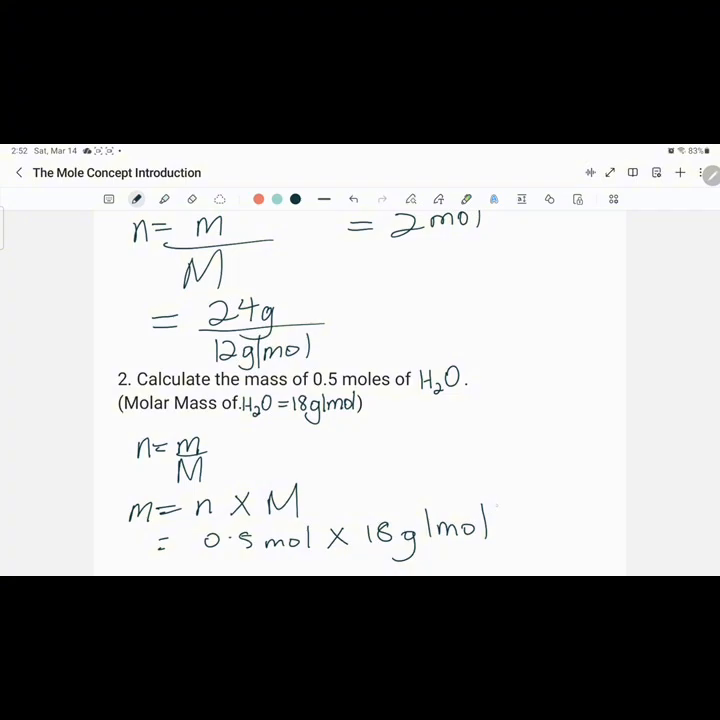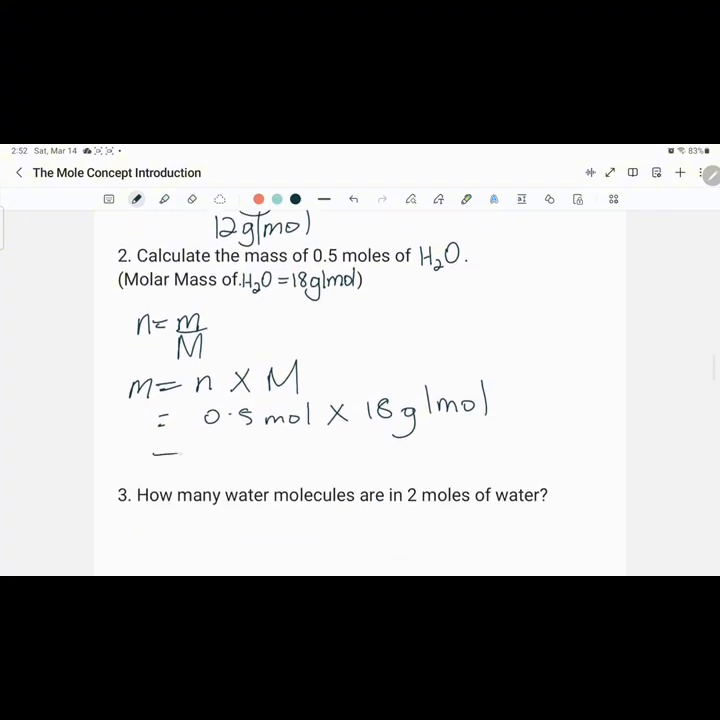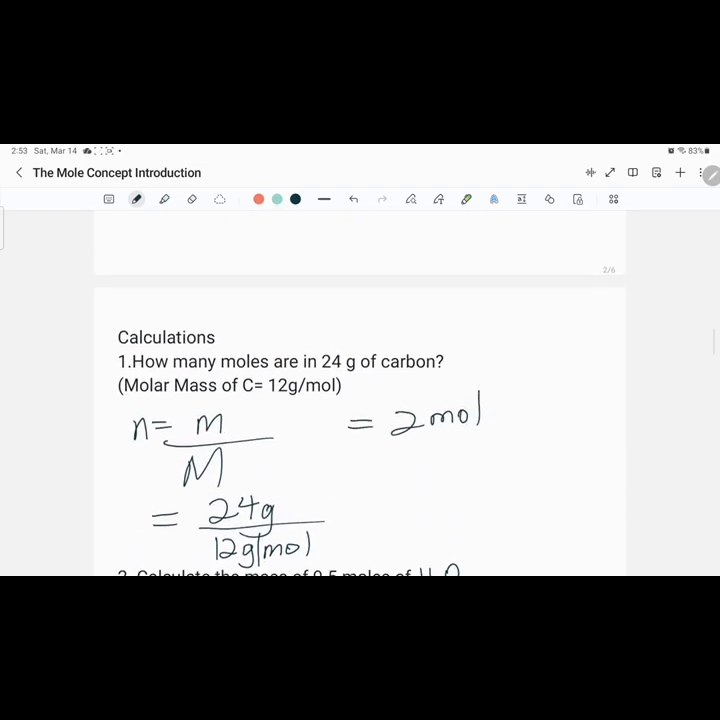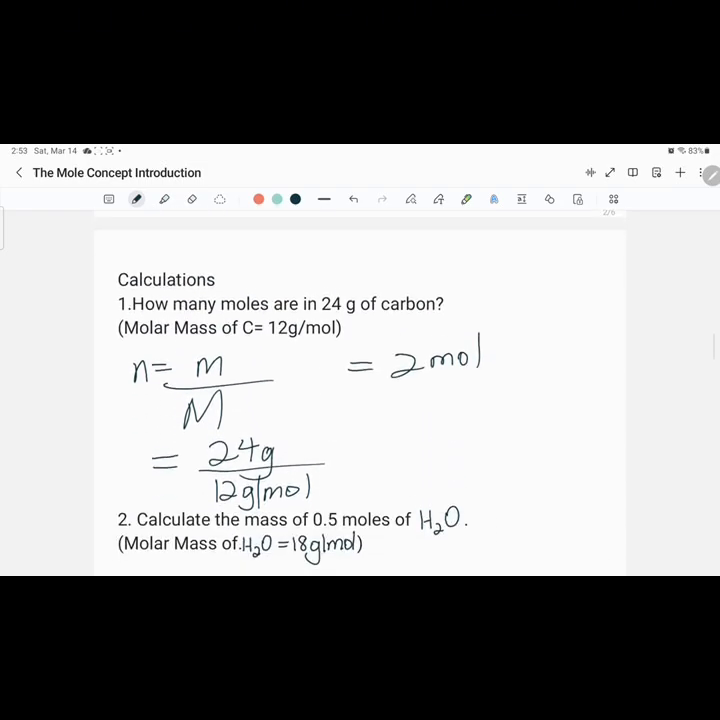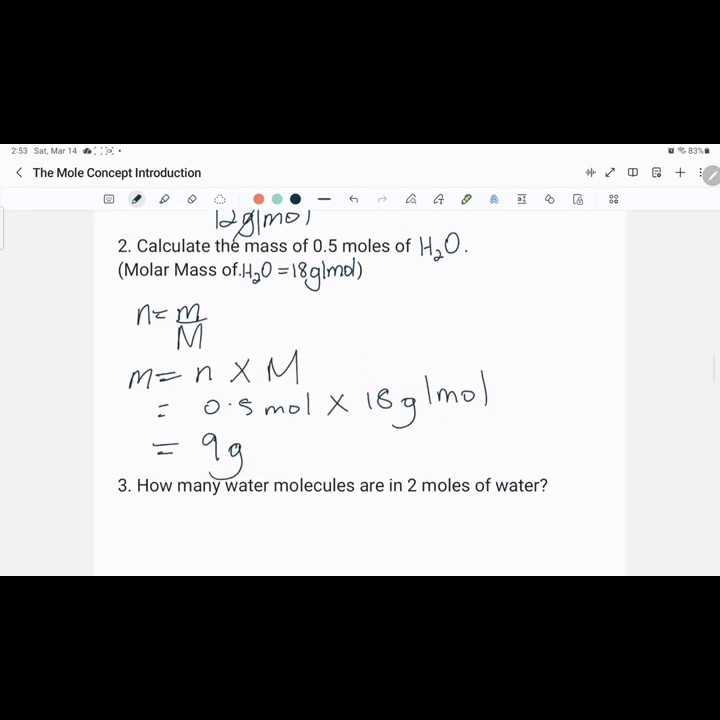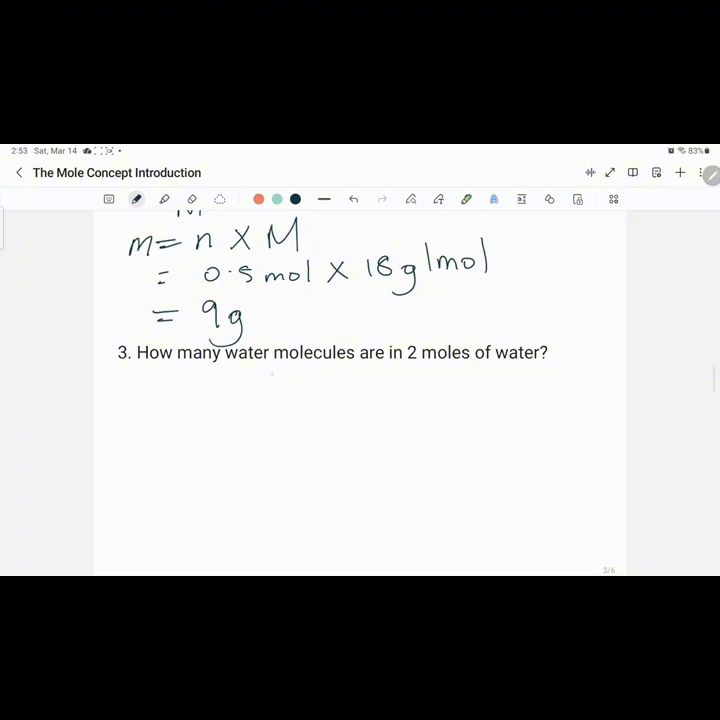And 0.5 times 18, if we plug this on the calculator, we will have 9 grams. A key thing to note in the first example, when we're doing our division, it is important to show our units. Here we see grams canceling out with grams, leaving us with moles. That's why we end up with 2 moles. Alright, how many water molecules are in 2 moles of water?